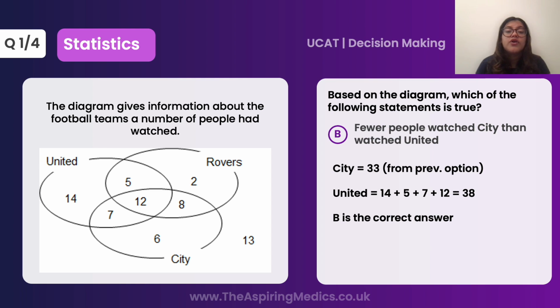The next answer choice is fewer people watched City than watched United. So the number of people who watched City is 33, and we know that from the previous option. And the number of people who watched United, again, this is the Venn diagram for United, so let's add it up. 14 plus 5 plus 12 plus 7, which is 38. So B is actually the correct answer. In the exam, once you found the correct answer, I would recommend moving on to the next question, because obviously you know that this exam is very time intensive. However, for completeness, we will look at all of the other answer choices in this walkthrough.